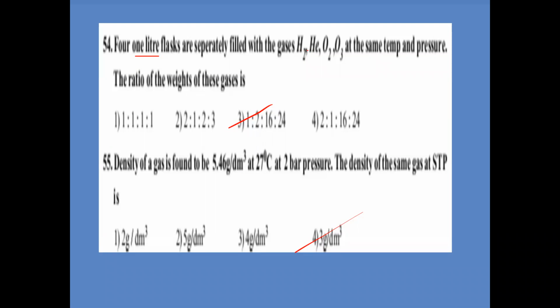2 grams per mole. And gram molecular weight of helium, 4 grams. Gram molecular weight of O2, 32 grams. Gram molecular weight of ozone, 48 grams. So at the same temperature and pressure we have taken.